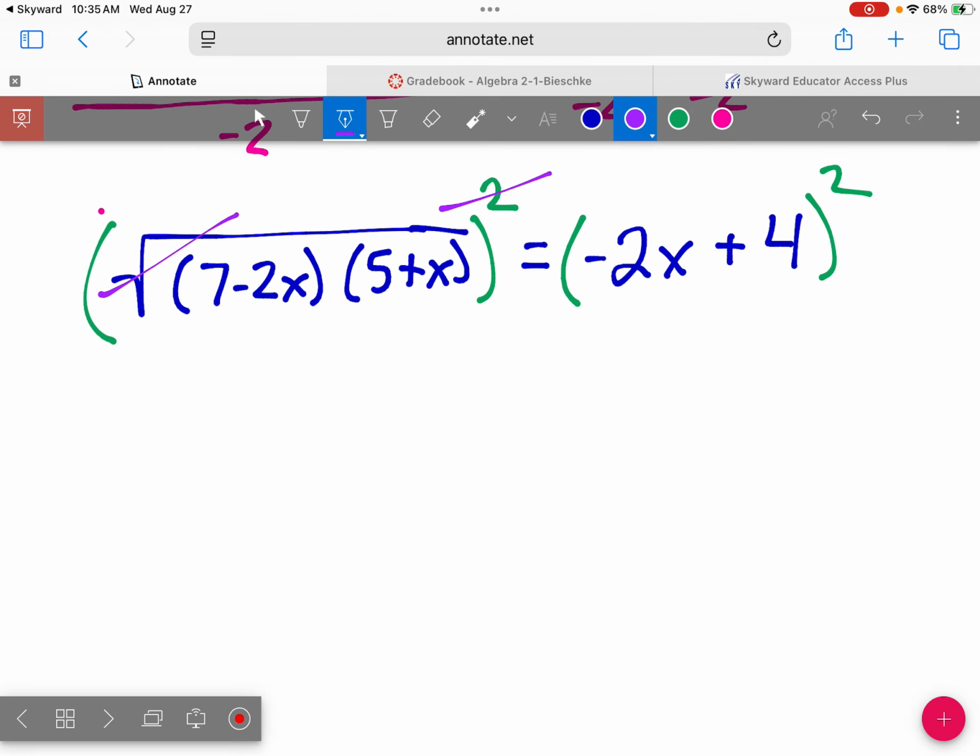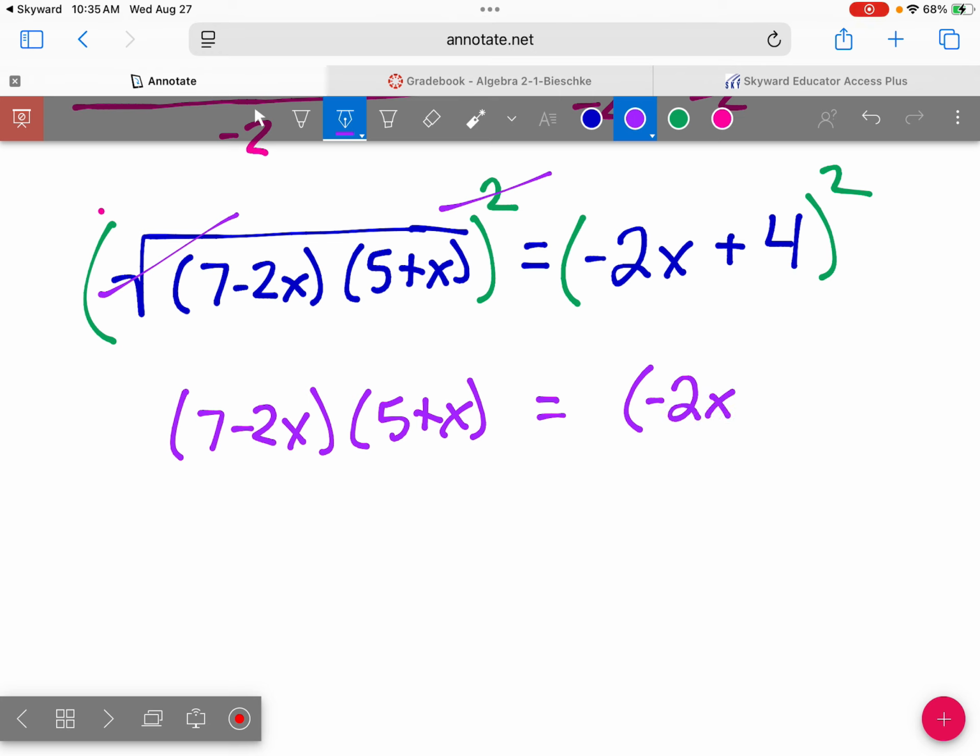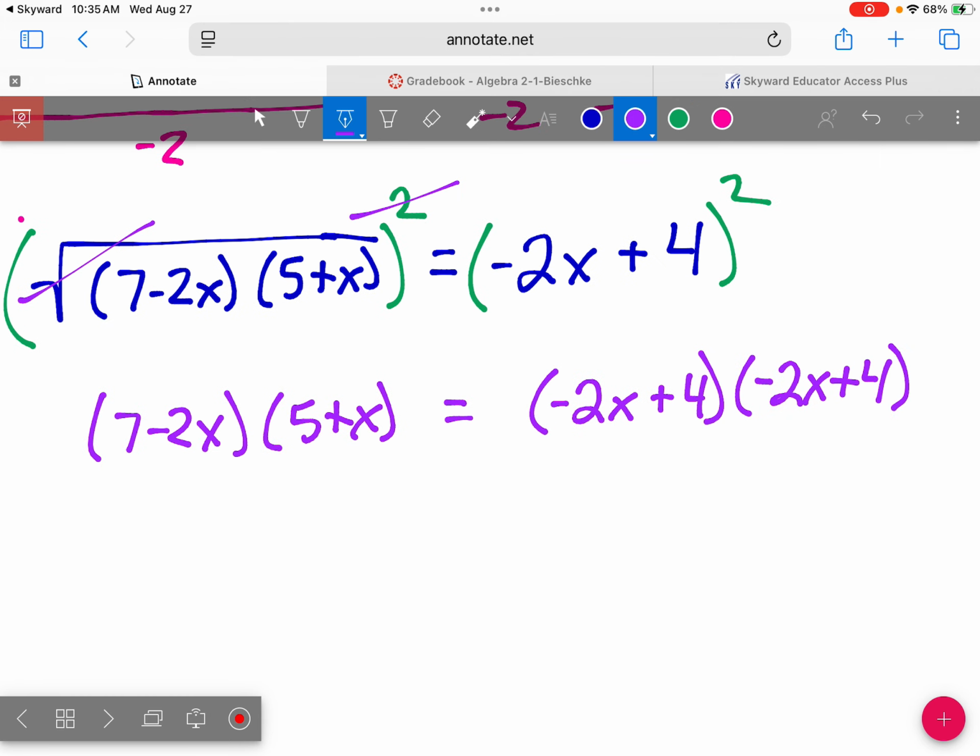Sorry, trying to not be before. Are 7 minus 2x, 5 plus x, equals our minus 2x plus 4 squared, or times minus 2x plus 4. Ooh, that was green. There we go. Which we can then multiply out. We can do these things.